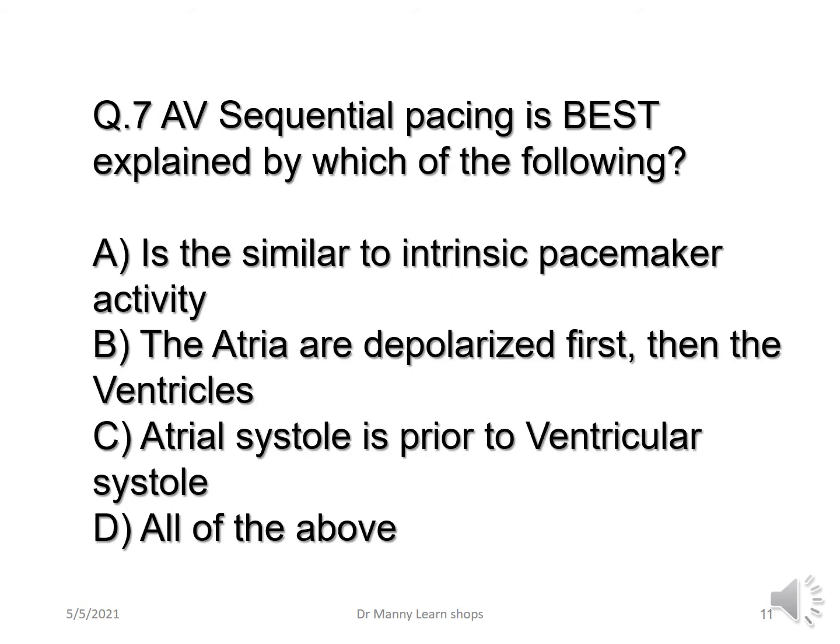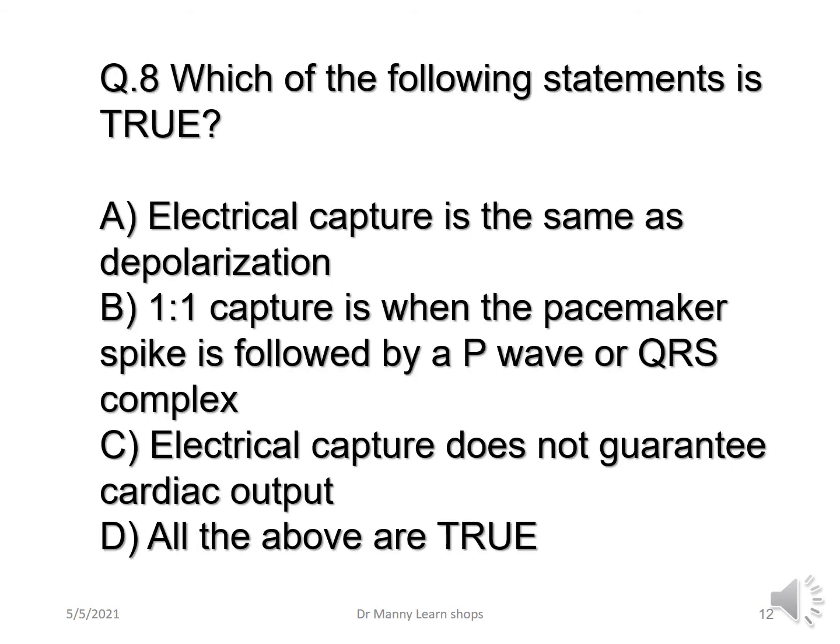AV sequential pacing, atrial ventricular sequence pacing, is best explained by which of the following? It's similar to the intrinsic pacemaker activity. The atria are depolarized first and then the ventricles. The atrial systole is prior to ventricular systole, or is it all of the above? AV sequential pacing is all of the above. Which of the following statements is true? Is it A, B, C, or D? The correct answer is D.